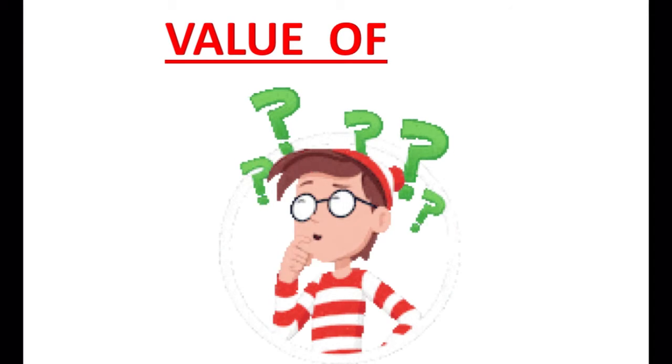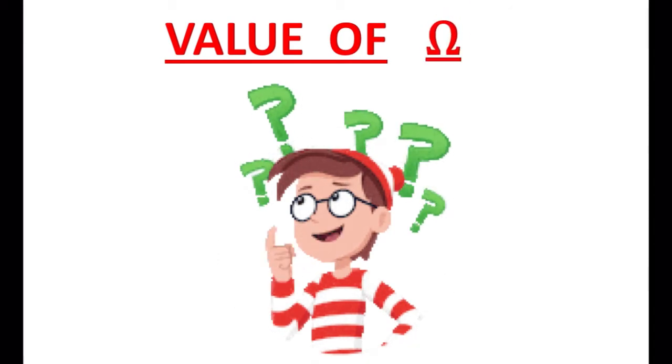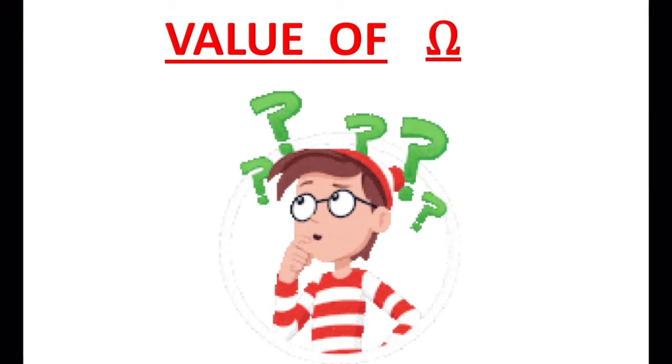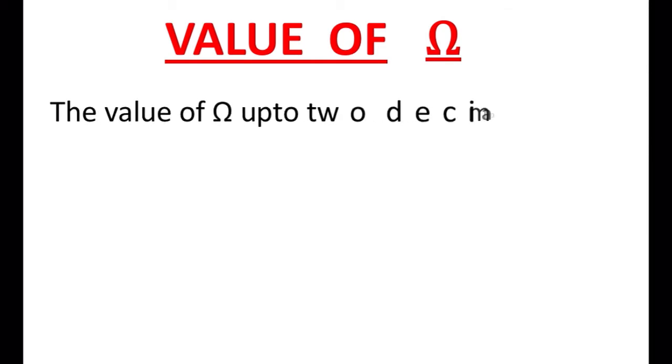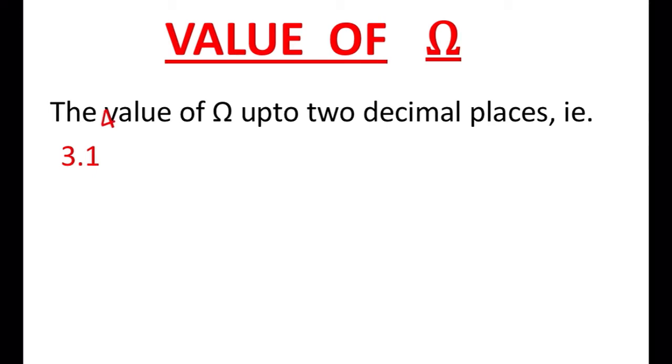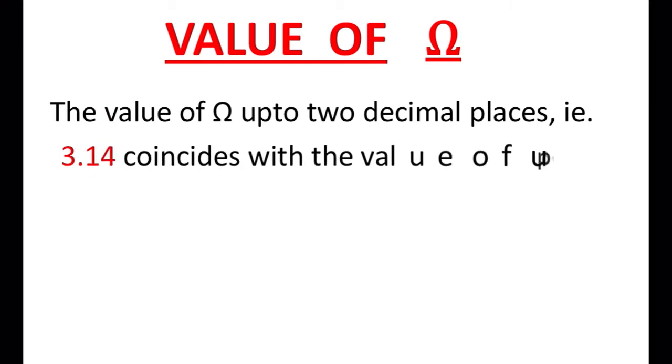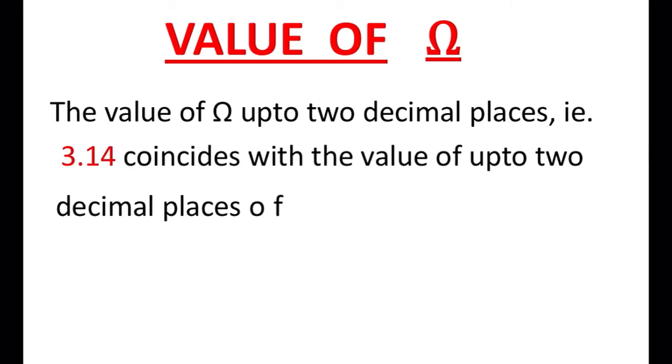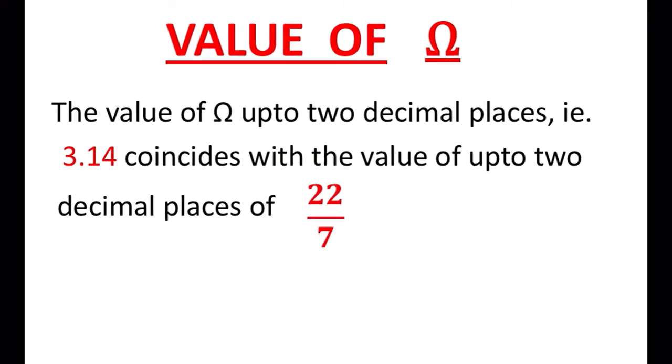So, what value of pi is to be considered while doing calculations? Actually, the value of pi up to 2 decimal places, that is 3.14, coincides with the value up to 2 decimal places of 22 upon 7. So, for ease of calculations, we shall use the value 22 upon 7 for pi unless it is stated otherwise in the question.